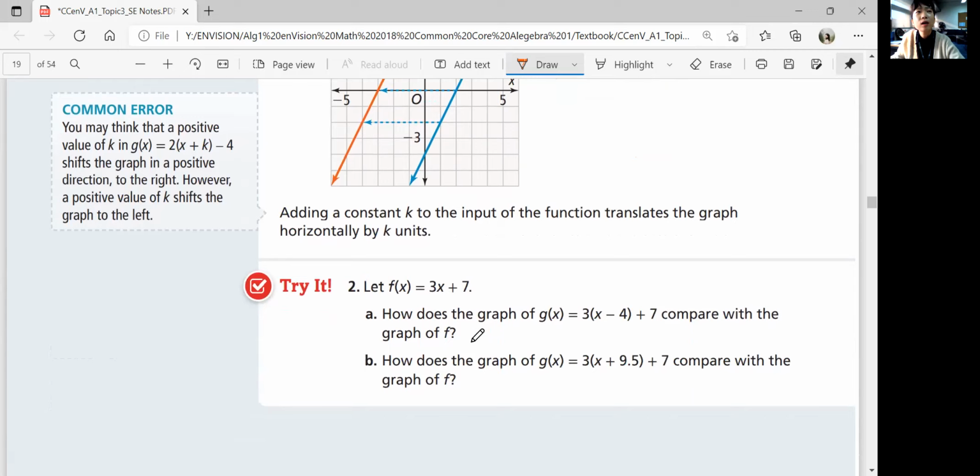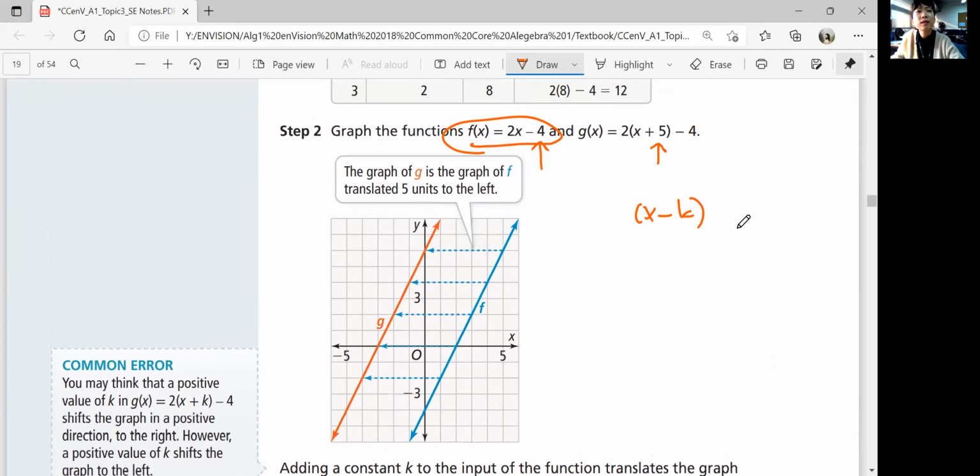If k is positive, it's going to be subtracted. So if it's subtracted, you go right. If it's added like this, plus 5, it means k is negative, so you go left.